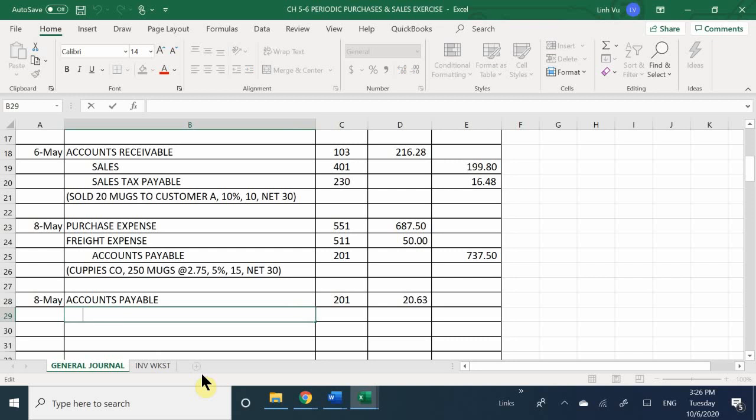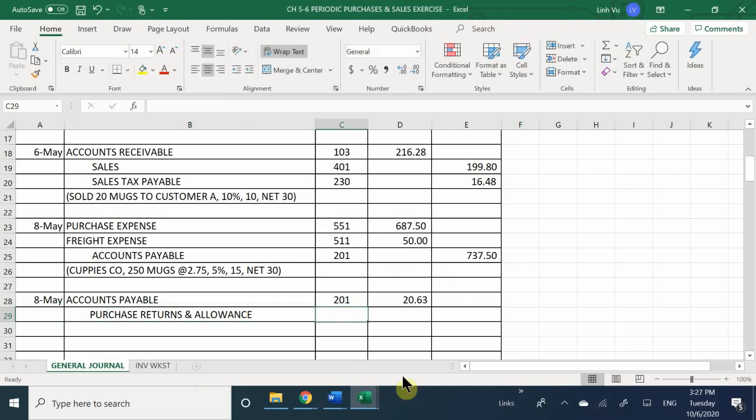So that will go into purchase discount. Not a purchase discount. The returns and allowance. Returns and allowance. This is considered an allowance because we wanted to return, but instead they just give us a discount. So purchase returns and allowance, which is account number 556. And it's still going to be the 20.63. Correct, because that's the amount that we're reducing from our purchases.